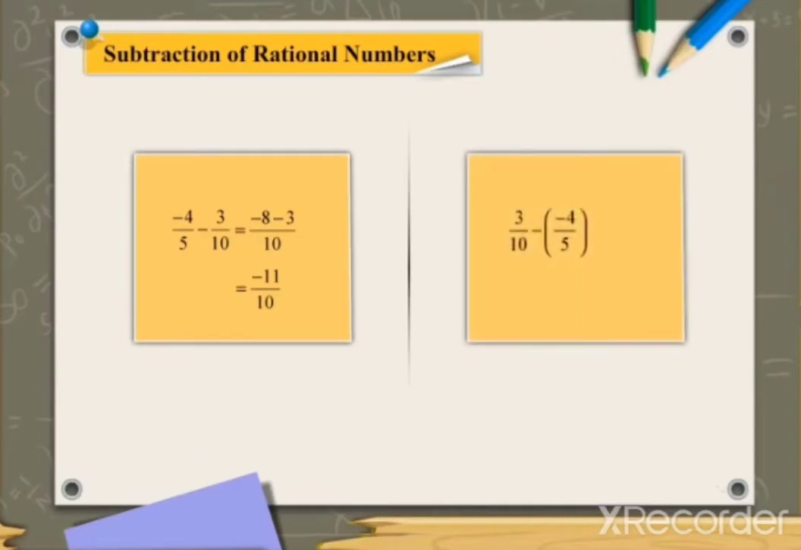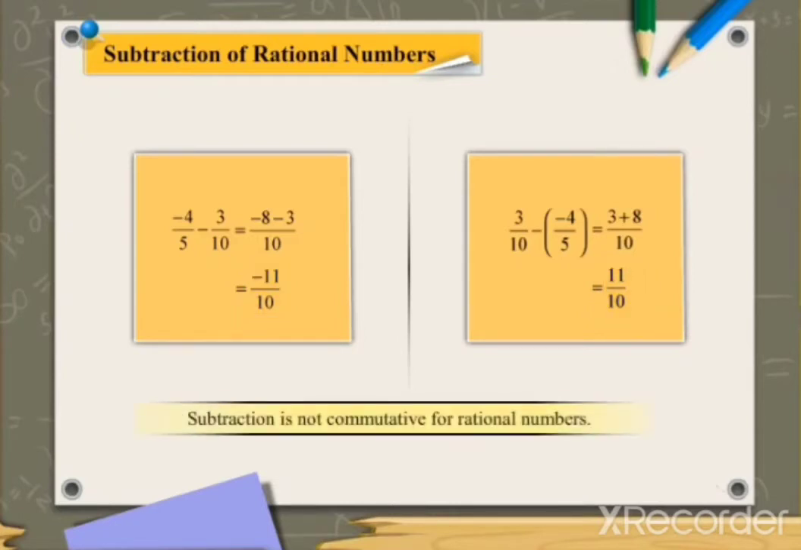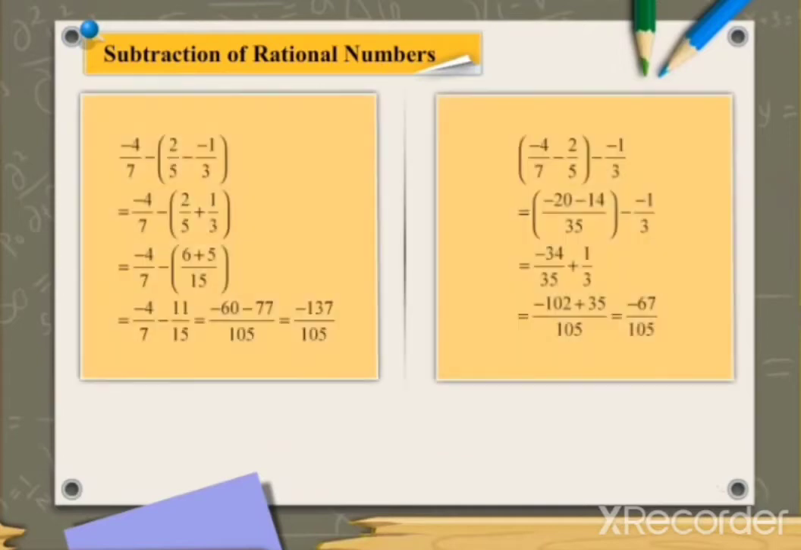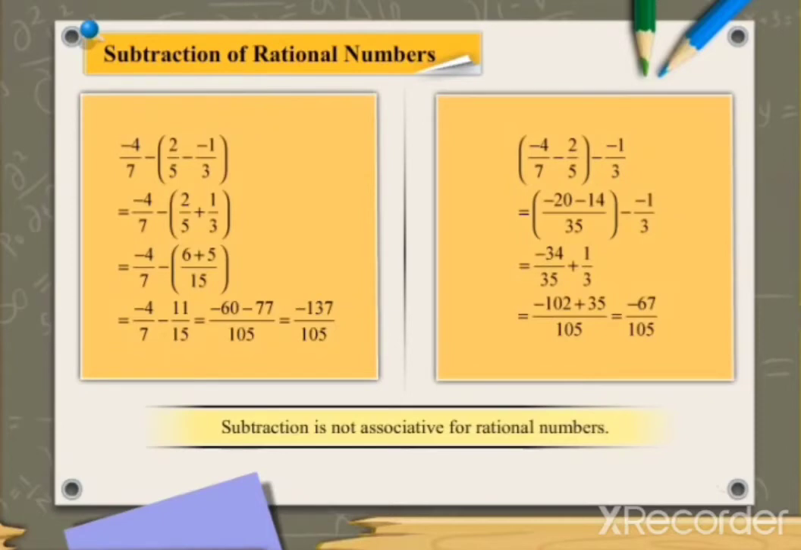Let's now subtract minus 4 upon 5 from 3 upon 10. This is equal to 11 upon 10. You can see that the answer in both the cases is different. Therefore, subtraction is not commutative for rational numbers. Similarly, you can see that subtraction is not associative for rational numbers.